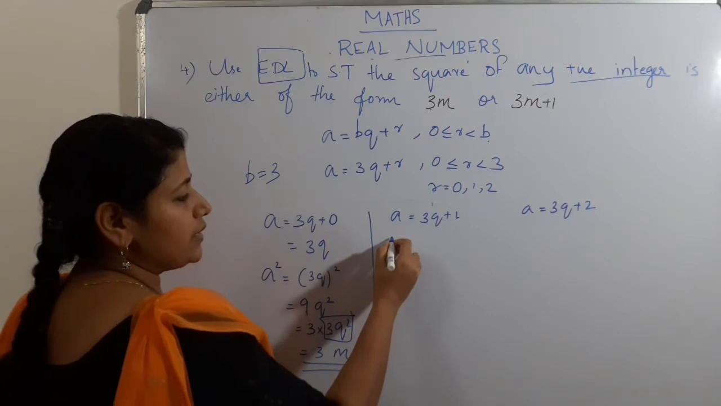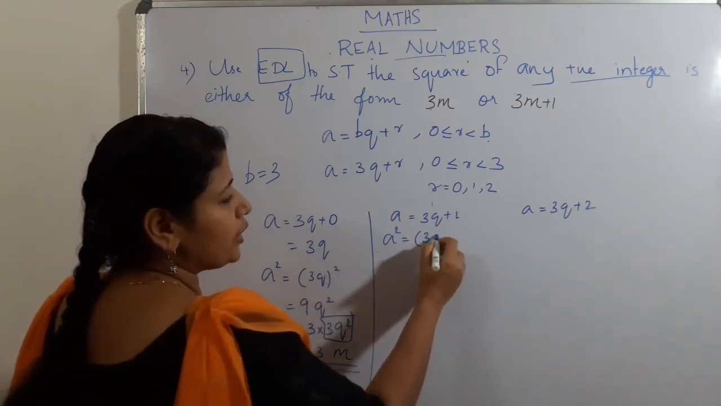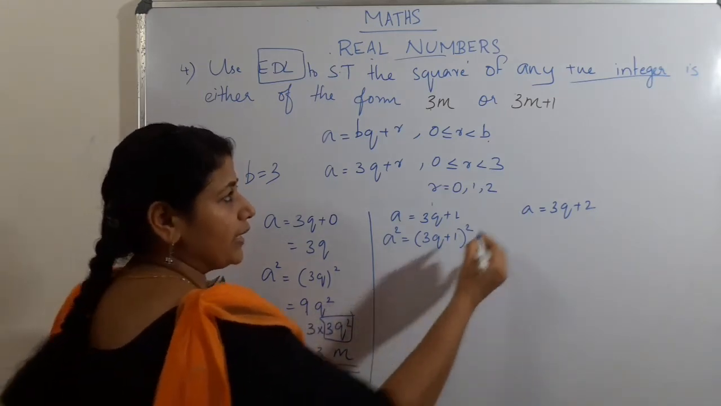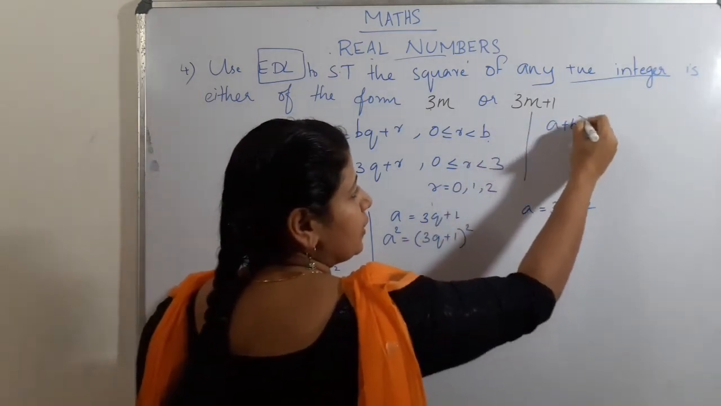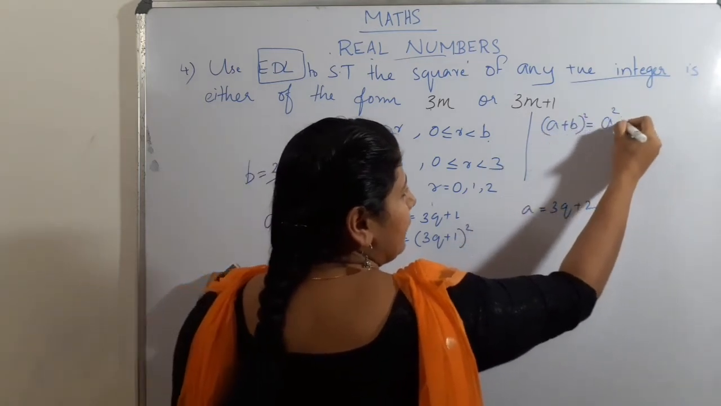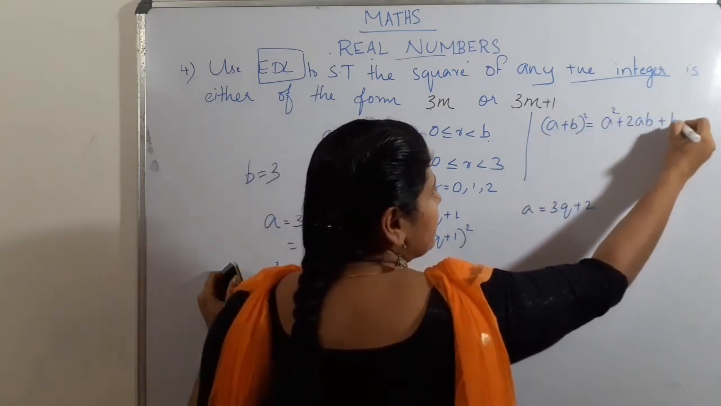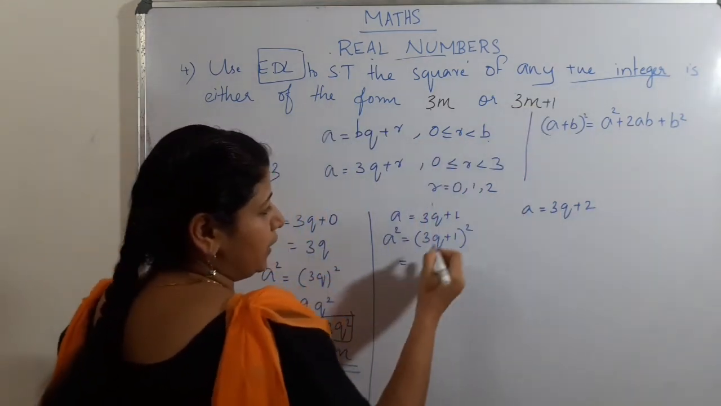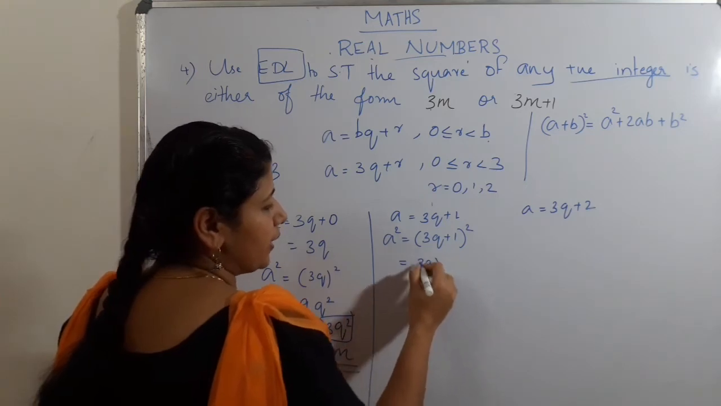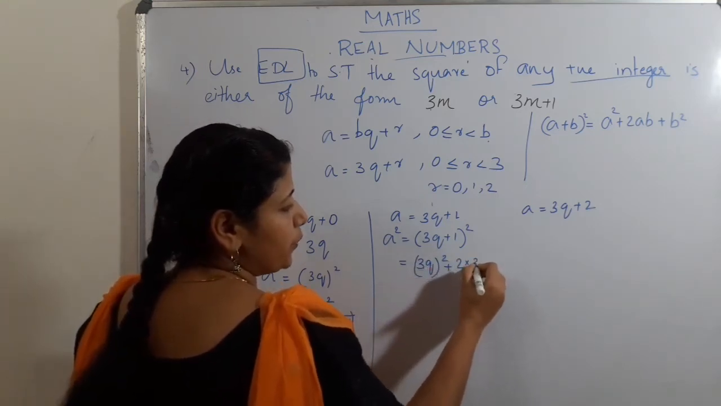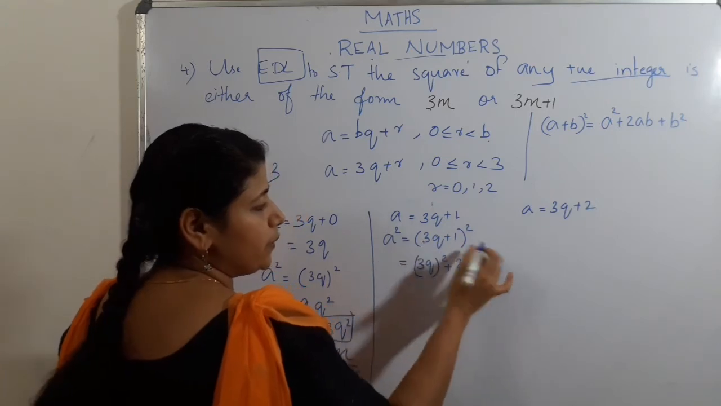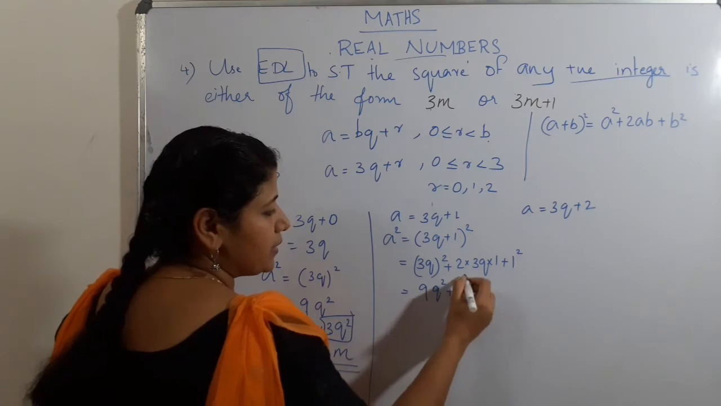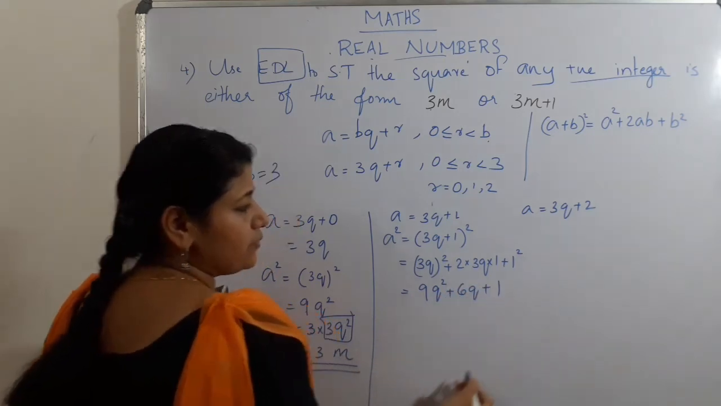a equal to 3q plus 1, just square. a square equal 3q plus 1 whole square. So this is of the form a plus b whole square. Am I right? a plus b whole square equal a square plus 2ab plus b square. Just using that formula, we will get 3q square plus 2 into 3q into 1 plus 1 square. So it will be 9q square plus 6q plus 1.